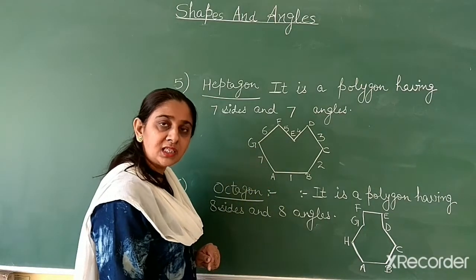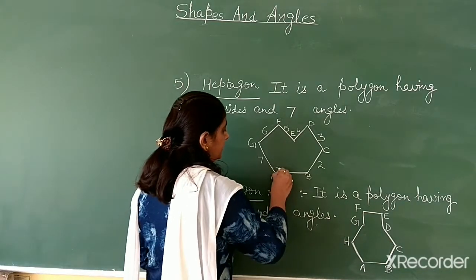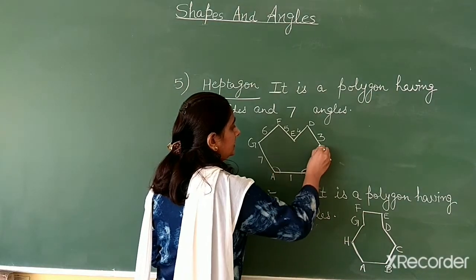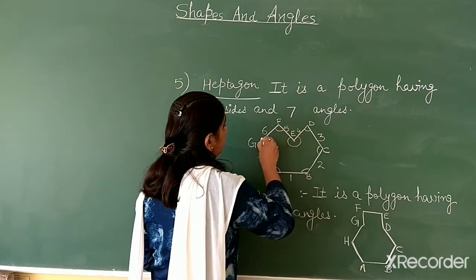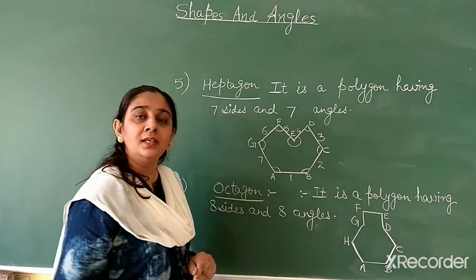And now we will mark 7 angles in this. This is first angle, this is second angle, this is third angle, this is fourth angle, this is fifth angle, this is sixth angle, this is seventh angle.